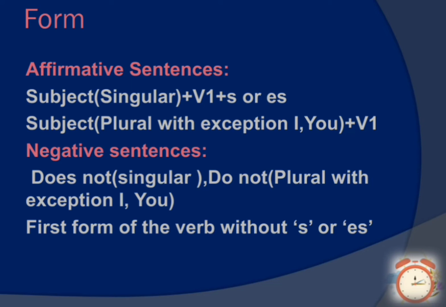For the negative sentences, we have two auxiliaries, does and do, and we will add not right after these auxiliaries. But with the exception of I and you, we use the do auxiliary with I and you pronoun. Another important thing, we will not add s or es with the verb when we use do or does auxiliary.